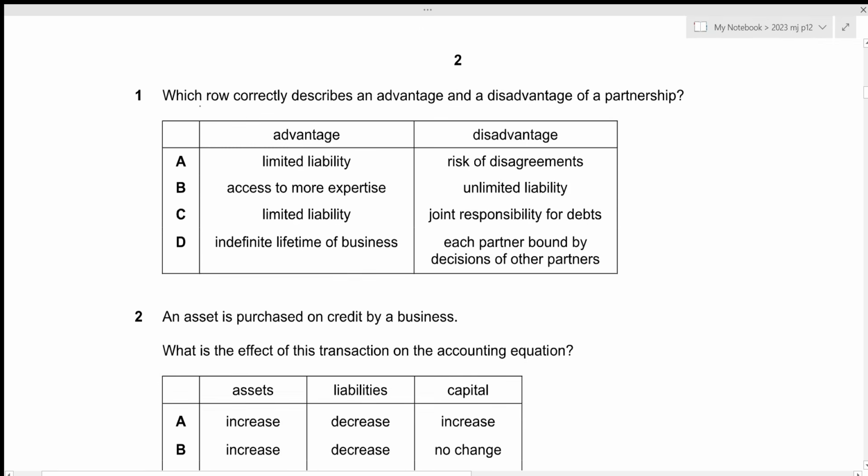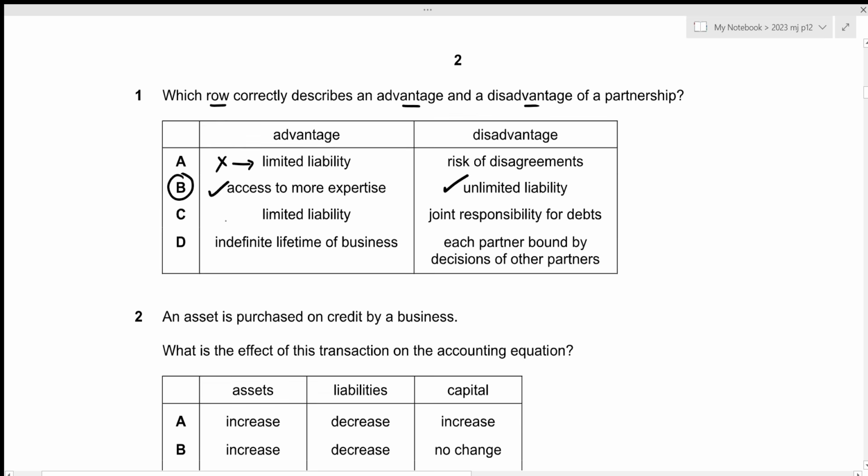For the first question, we need to figure out which row correctly describes an advantage and a disadvantage of a partnership. So for option A, we can see that the advantage is limited liability, but this is incorrect because remember that in a partnership business, the partners will have unlimited liability. So this is incorrect. The second one is access to more expertise. This is true because 2 or more people will be coming together and forming a partnership, contributing their own specific skill set or expertise. Let's have a look at the disadvantage as well. It is unlimited liability. Like we said before, in a partnership, partners will have unlimited liability, which will act as a disadvantage. So the correct answer is option B.